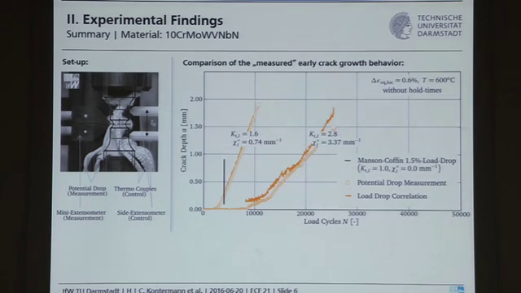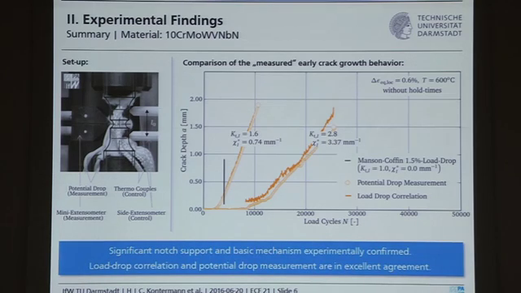This is an experimental result. You see here crack depth A over load cycles for two different specimens, one with a stress concentration factor of 1.6, the other with 2.8. Same local loading, same temperature, without any creep effects. And you see here a load cycle difference, or a difference in the early crack growth speed, for the milled notch as compared to the sharp notch. So this basic mechanism is experimentally confirmed.